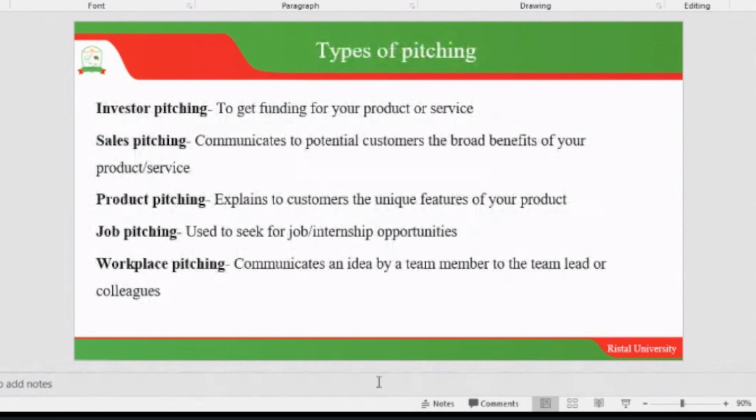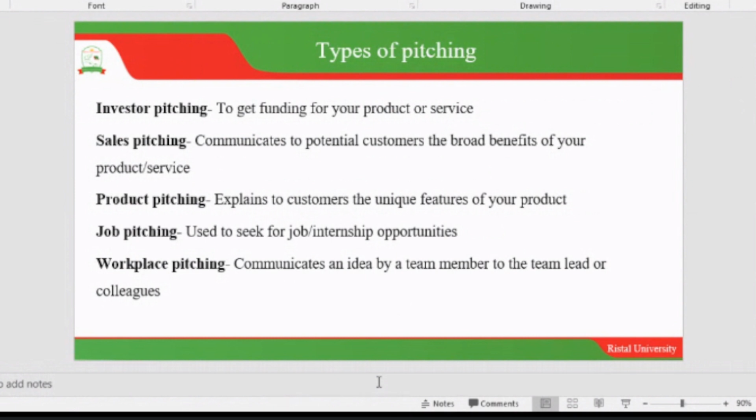So the types of pitching that we have include investor pitching, where you're looking for funds for your product or service, a sales pitch, which communicates to potential customers the broad benefits of your product, and then the product pitching is now the one which explains to customers the unique features of your product. It is a bit different from sales pitch because it is more detailed on the product.